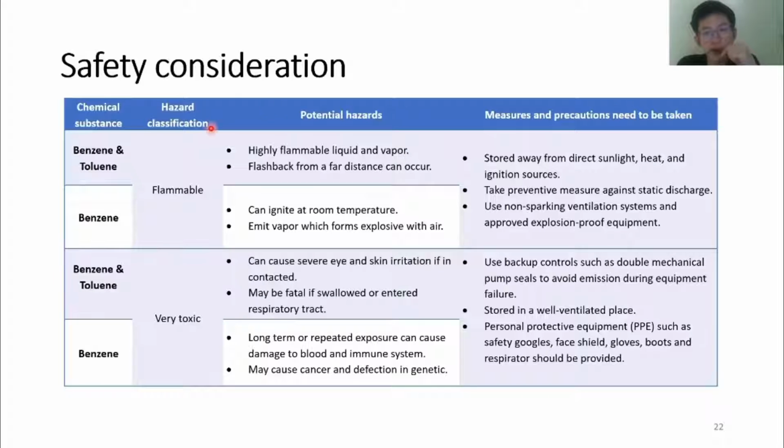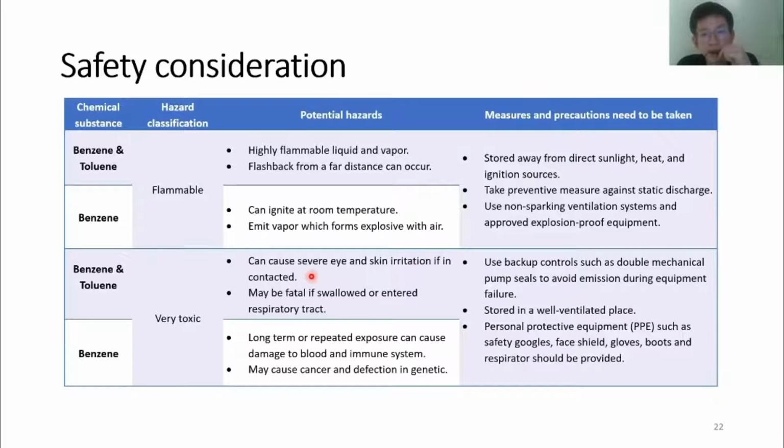Next, for safety consideration, both benzene and toluene are flammable. Their liquid and vapor are highly flammable. Fire from a far distance to leakage can occur if mixed with ignition sources. Moreover, benzene can ignite at room temperature and emit vapor which forms an explosive mixture with air. The measures and precautions to be taken while handling both benzene and toluene are to store them away from ignition sources, take preventive measures against static discharge, and use non-sparking ventilation systems and approved explosion-proof equipment.